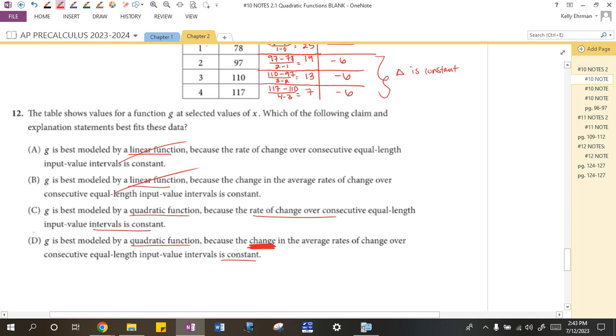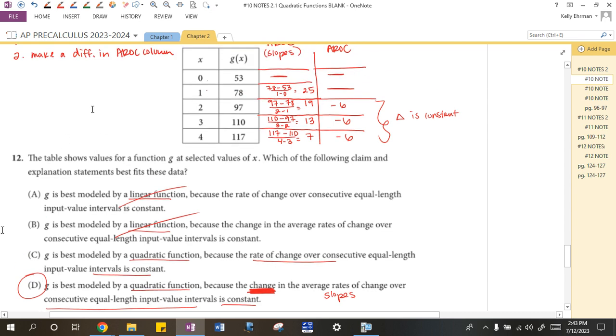So it's option D, the change in the slopes over consecutive equal length input intervals. This just means we're going up by 1. Delta x equals 1 every time. That's constant. If this table didn't go up by 1s, I would still just find the slopes, and so I would be finding the slope per x. So that would be okay.